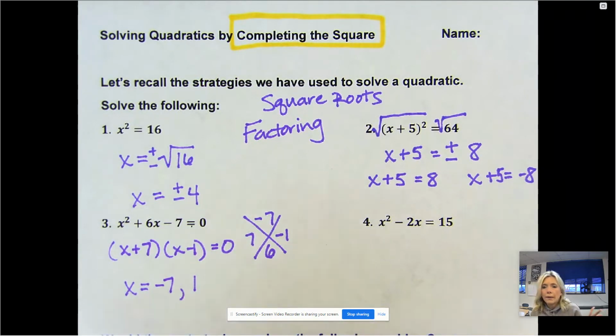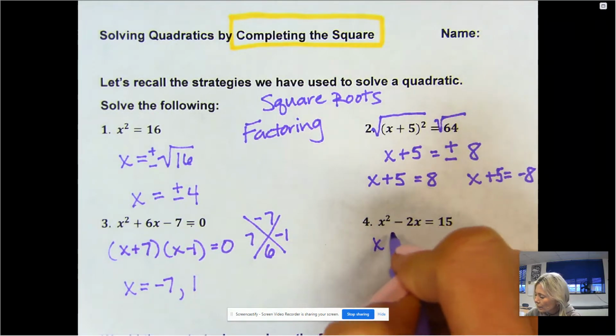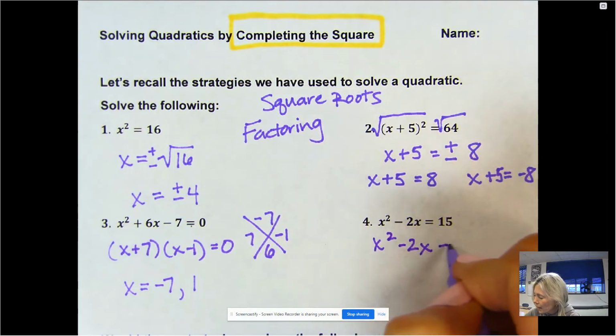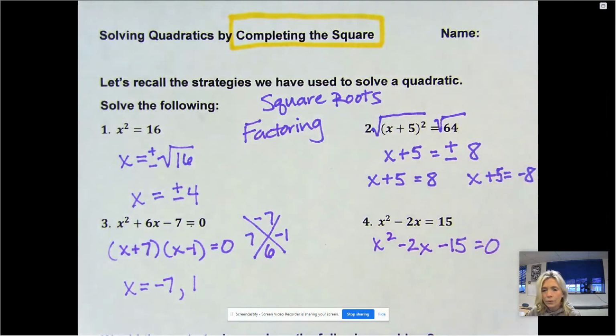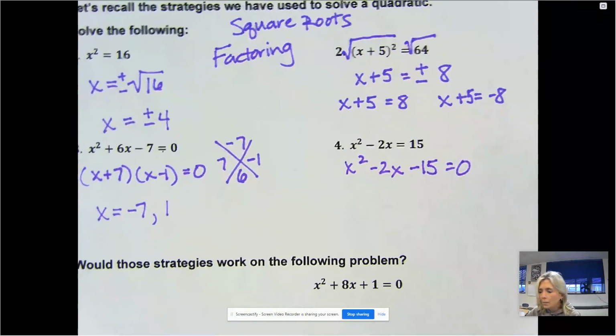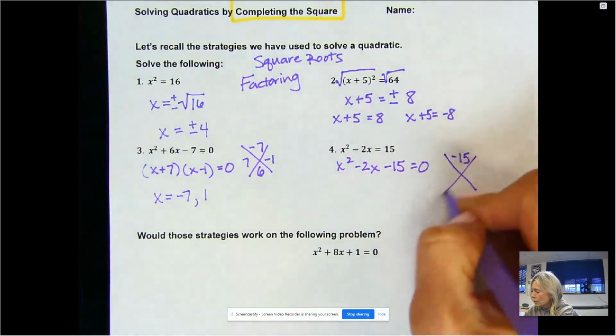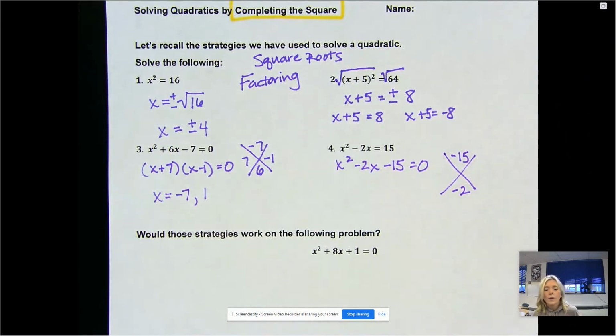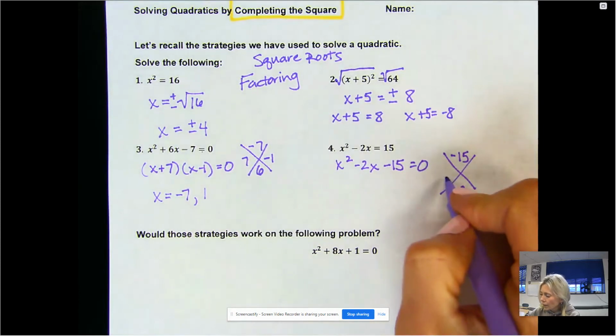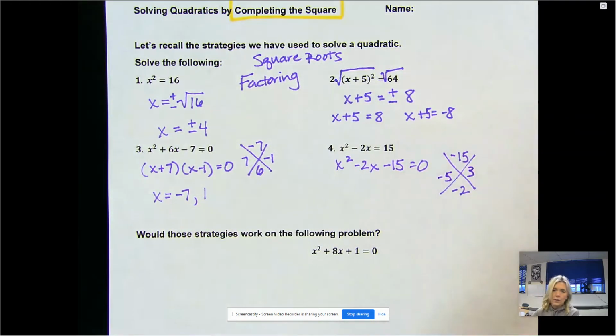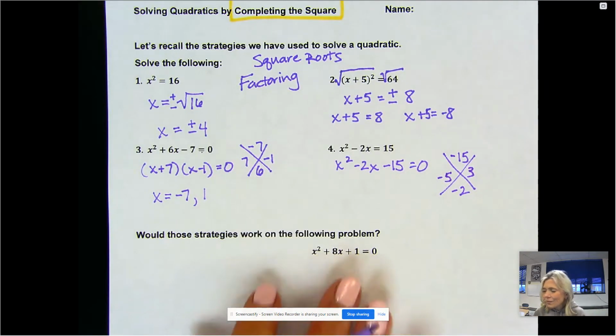So why use a new method, right? Just factor it. On number 4, you would want to move that 15 over by subtracting. So we have x squared minus 2x minus 15 equals 0. And then you would do the same thing, make the big X: what multiplies to negative 15 and adds to negative 2, and so on. Factor, because it is factorable. This is negative 5 and 3, and then continue and solve. Again, I want to get to the good stuff because we have this here.